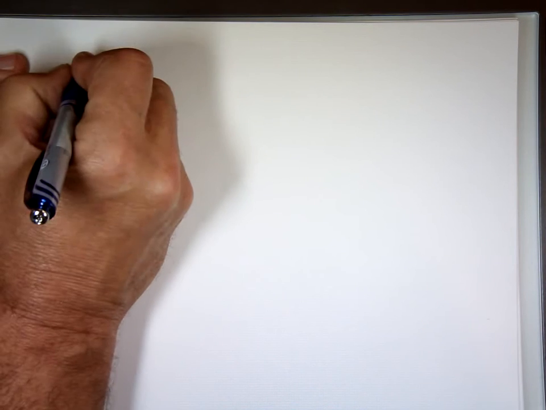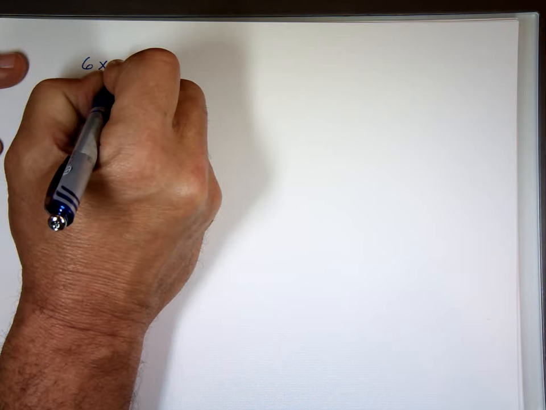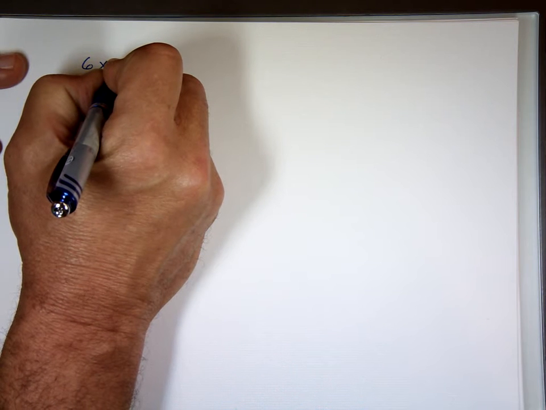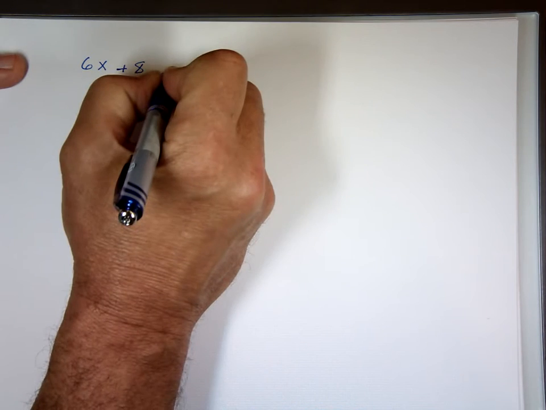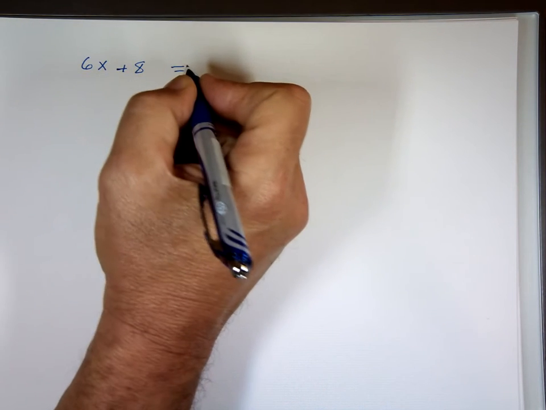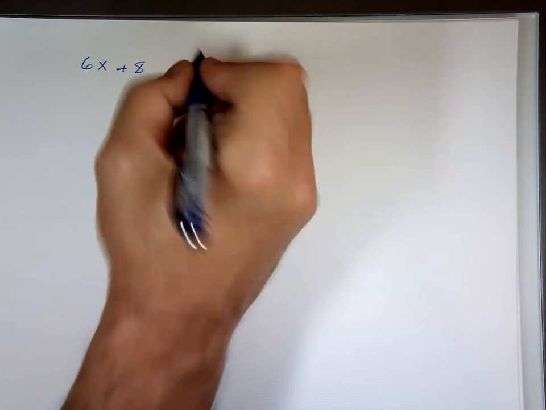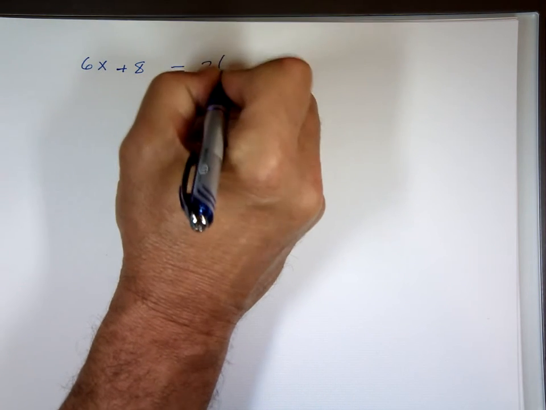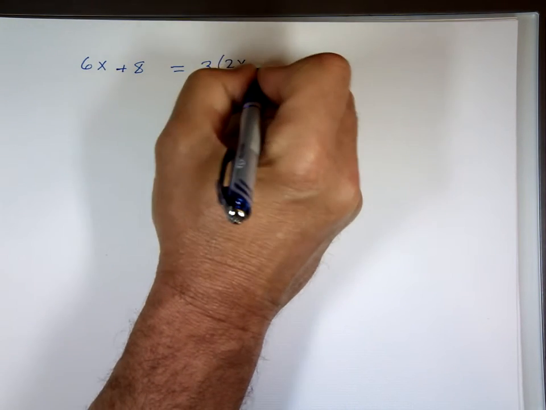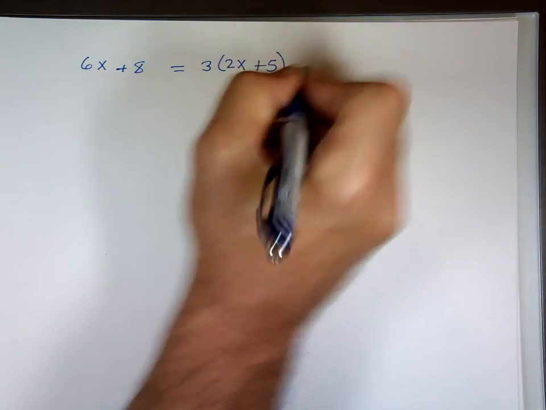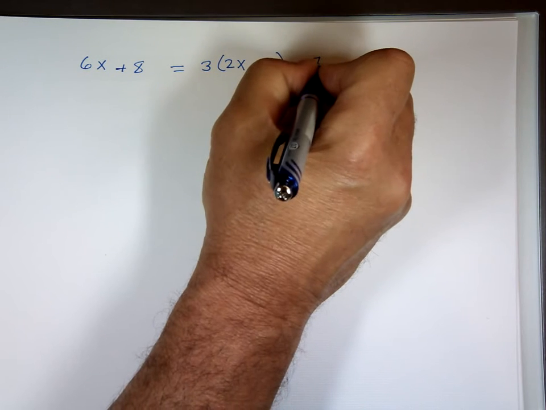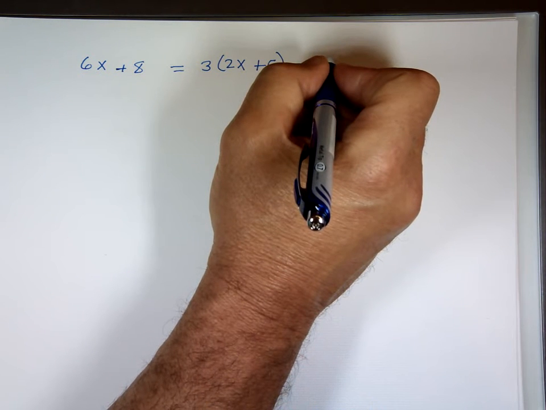Now let's take this problem. 6x plus 8 equals 3 times (2x plus 5) minus the 7. Now I want to solve that one.